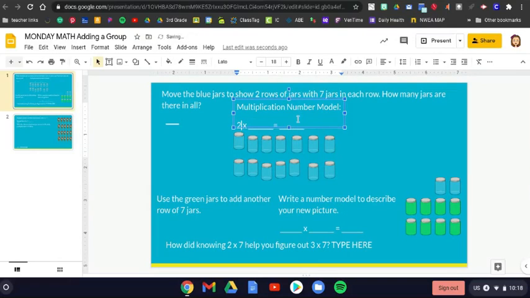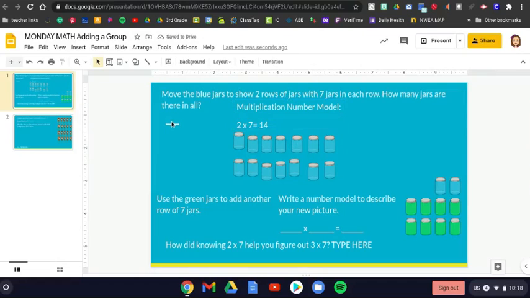2 rows of 7 things equals 14. How many jars are there in all? 14. Then it says use the green jars to add another row of 7. Write your number model to describe your new picture. So I have to use the green ones now to add another row. So click on green and drag.